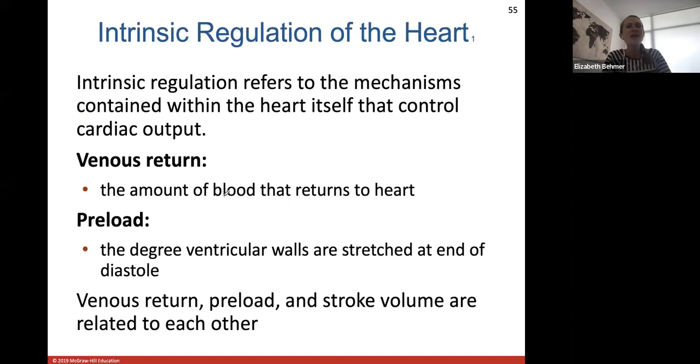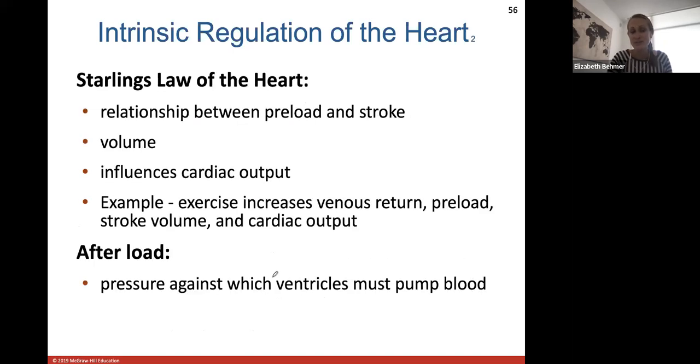The intrinsic regulation of the heart just refers to mechanisms contained within the heart itself. That means intrinsic. So these are within the heart itself that are controlling its cardiac output. Venous return is an intrinsic regulation of the heart. So venous return refers to the amount of blood returning to the heart each minute. Preload refers to the degree that the ventricular walls are stretched at the end of their relaxation. And venous return, preload, and stroke volume are all related to each other.